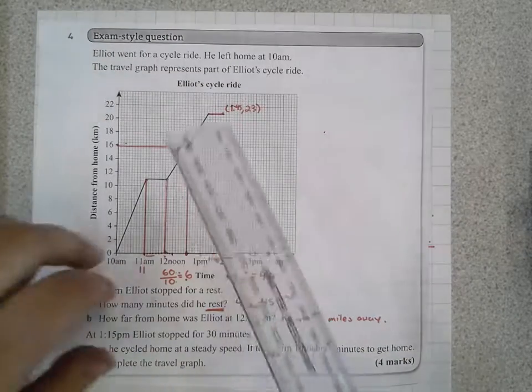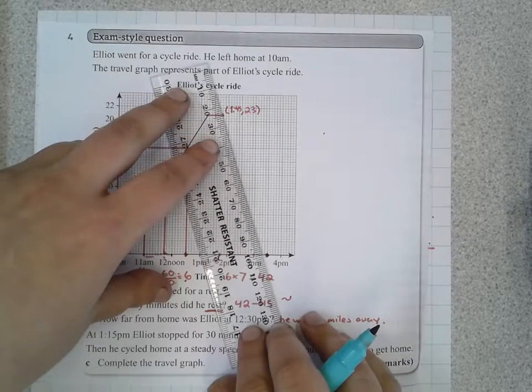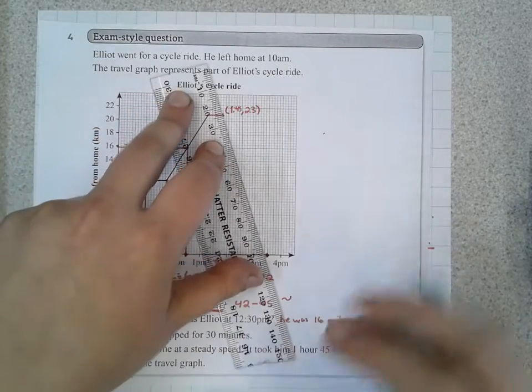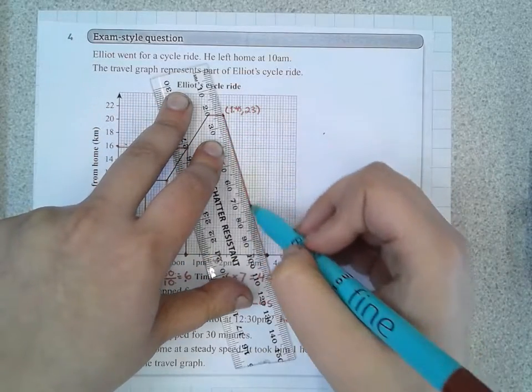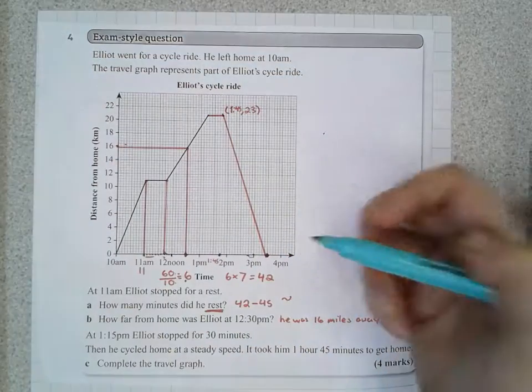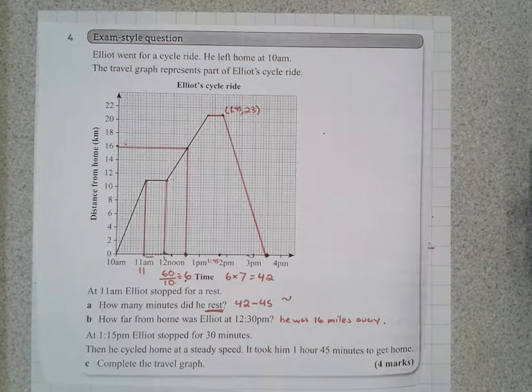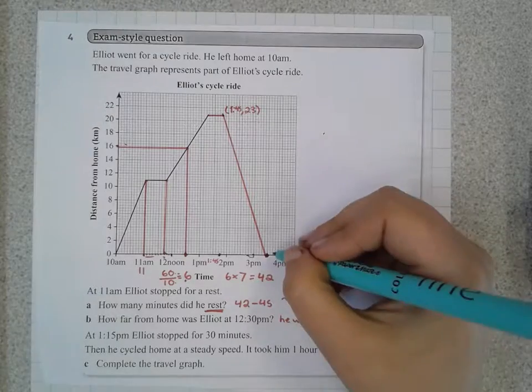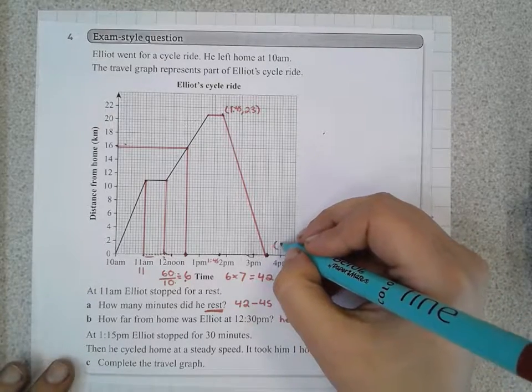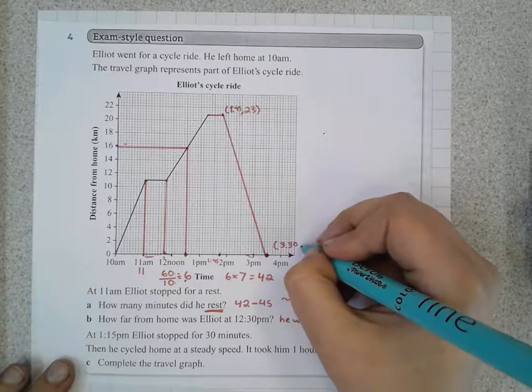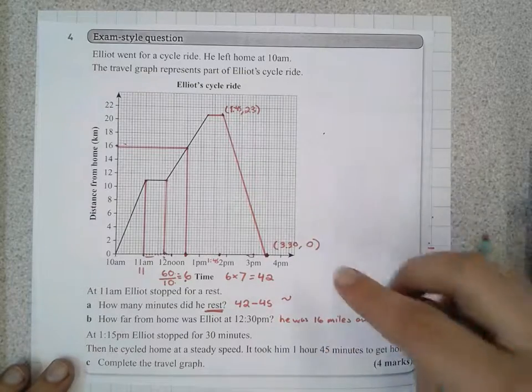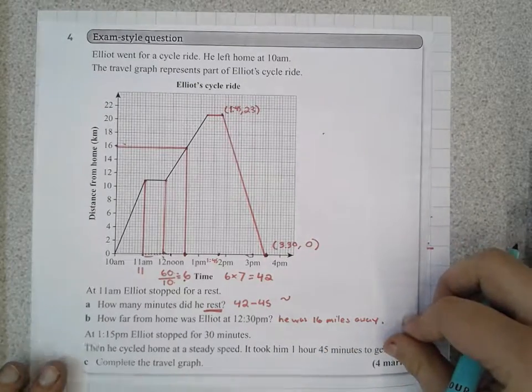He's traveling at a steady rate. So that means that from here to here, we have a straight line and we just connect the two points like that. That would give you the full marks for that question right there. Once again, if you want, you can label this point. This is 3:30, 0, but it is not absolutely necessary. Lovely.